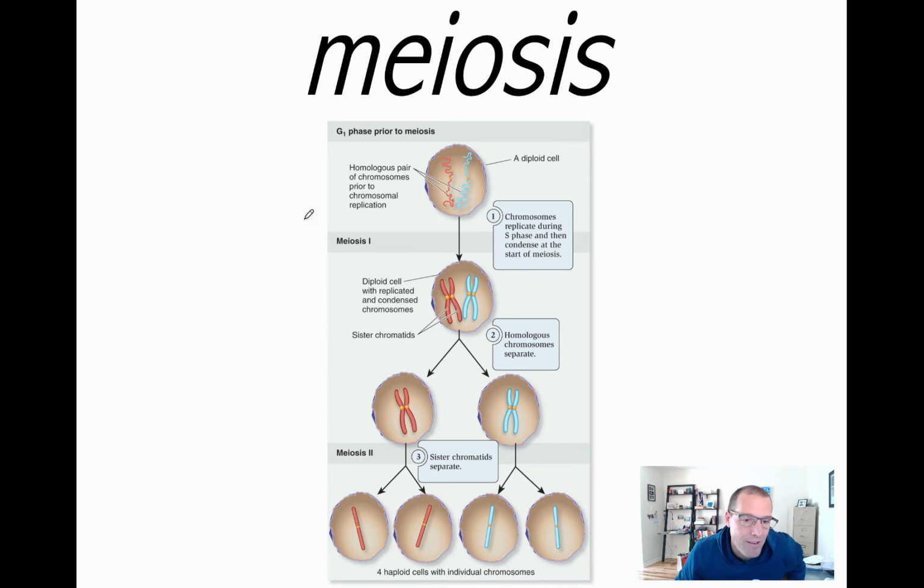So let's take a look at this diagram. At the top here is the cell we're going to start with. So it's the cell in interphase. Here it says G1. And so let's just look at these two chromosomes here. So this is a homologous pair of chromosomes.